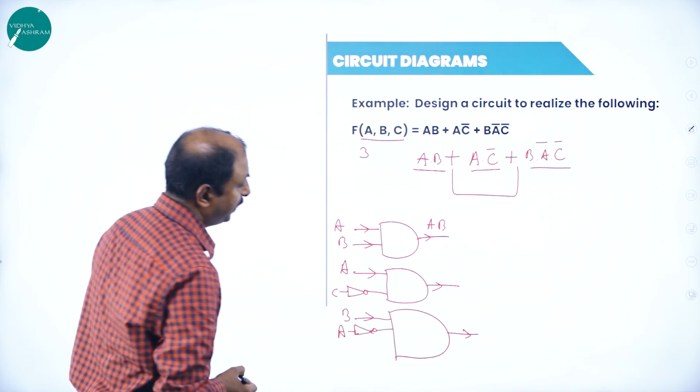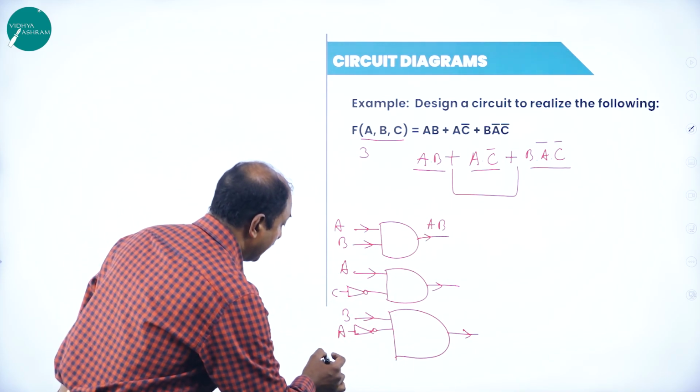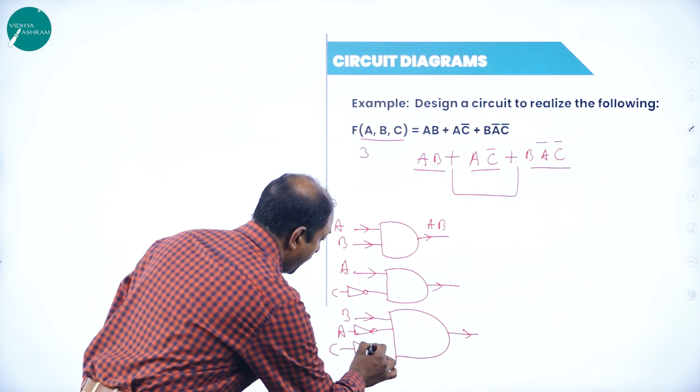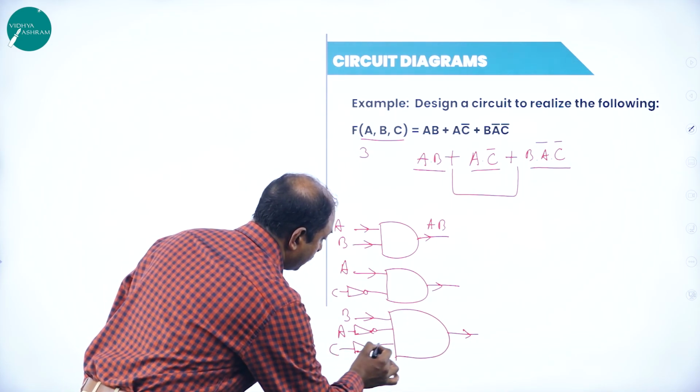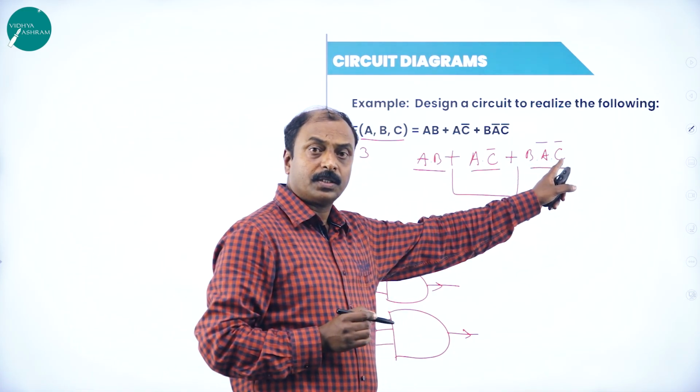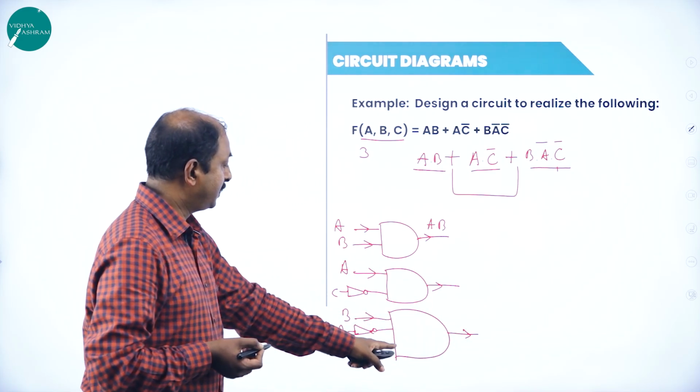See, this represents A naught, and similarly C naught. This is C with an inverter gate. So this is C naught. There are 3 inputs to the AND gate: B, A naught and C naught. So this is the one.